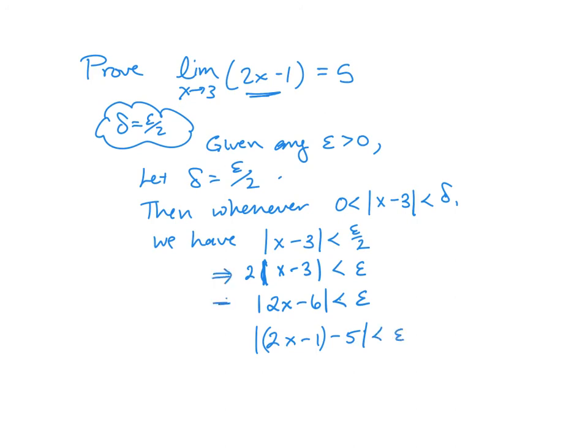And this means that the absolute value of f of x minus L is less than epsilon. That's what I was looking for there. And so that's what this format is. And so I can say I've proved it. So whenever 0 is less than the absolute value of x minus 3 is less than delta, we get the function minus the limit is less than epsilon.